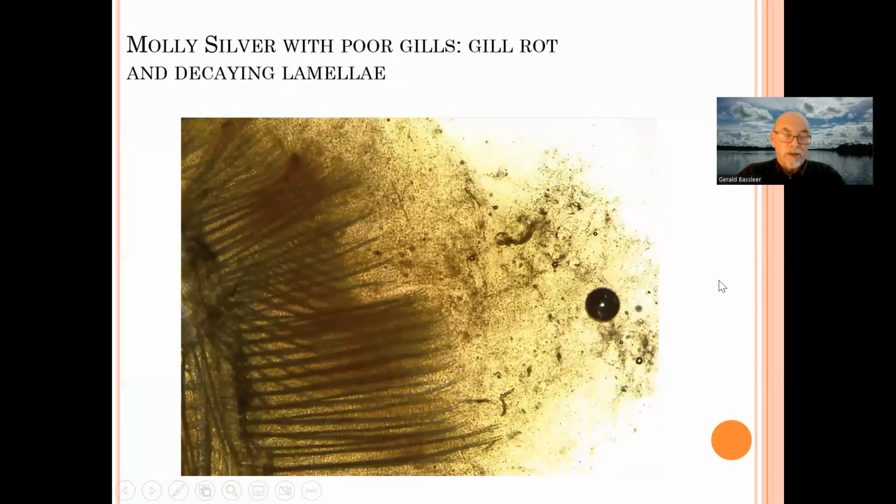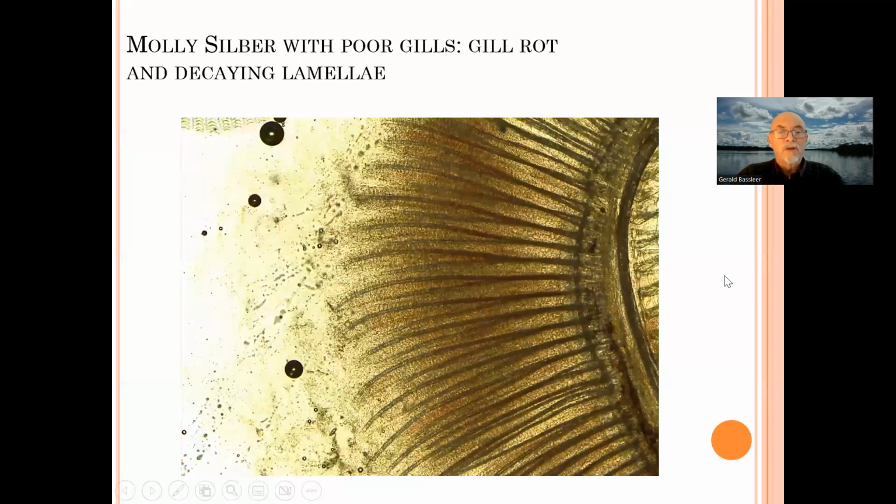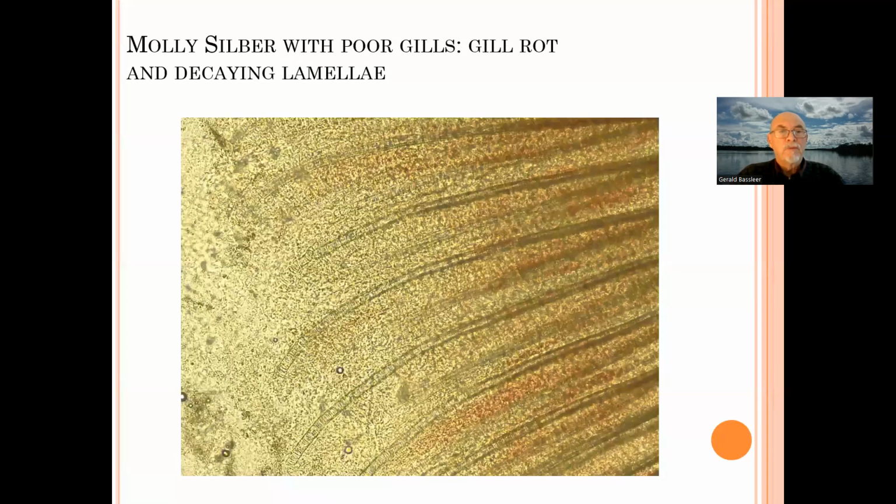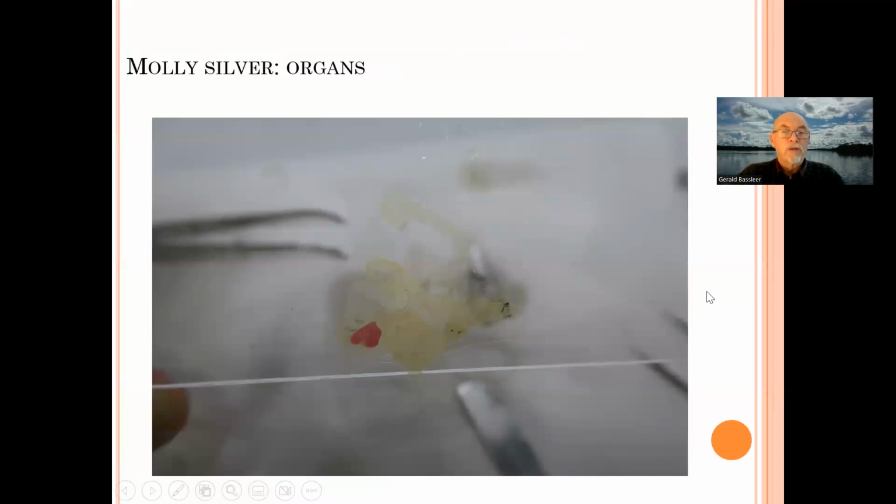Also, the molly here had a lot of gill rot in the gills. The lamella were gone. Look how bad those gills look, decayed. Here more of the gills in poor condition, see, fused, losing their function as a good gill to do the respiration.